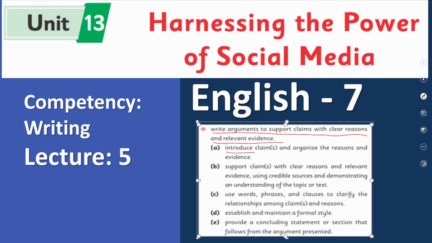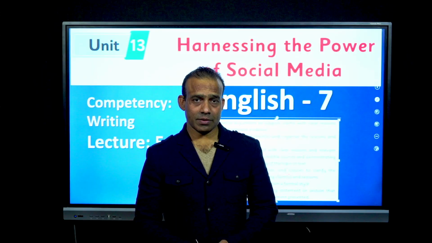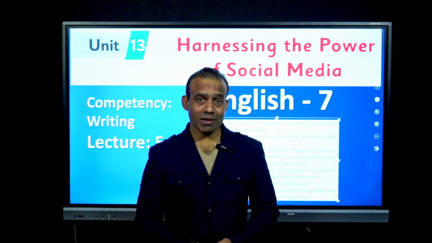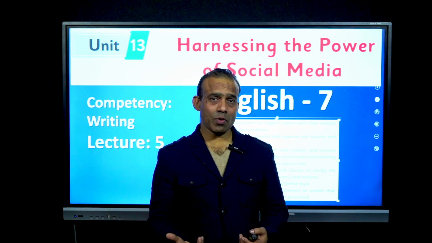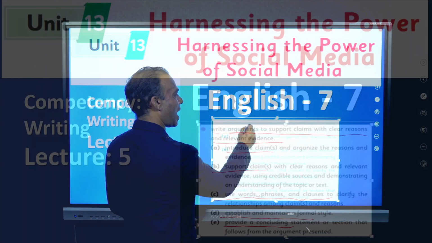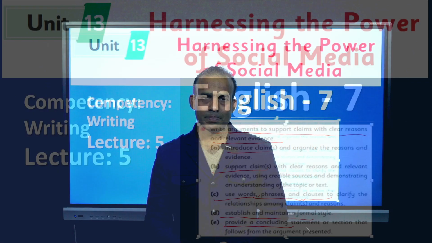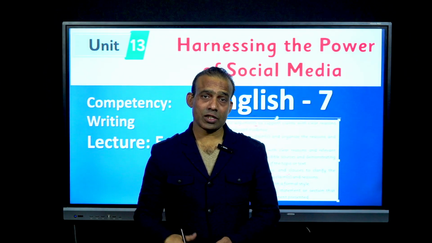So, number one, introduce claims, quote claims, use words, phrases, and clauses to clarify the relationships. In the same way, establish and maintain a formal style. And the last one is provide a concluding statement. So, dear learners, this is about formal writing. And what type of writing? The writing is argumentative. So, now move to the next two slides.